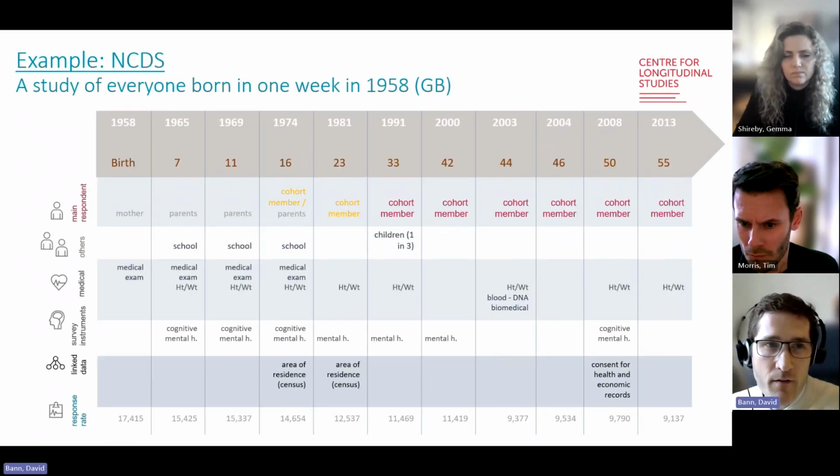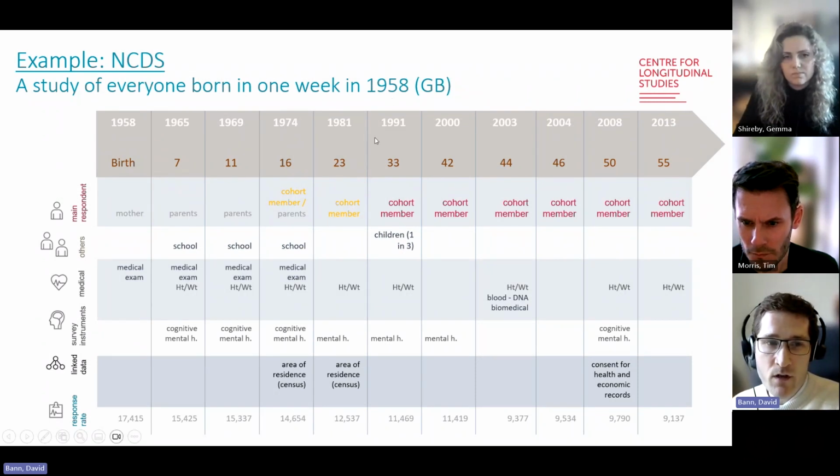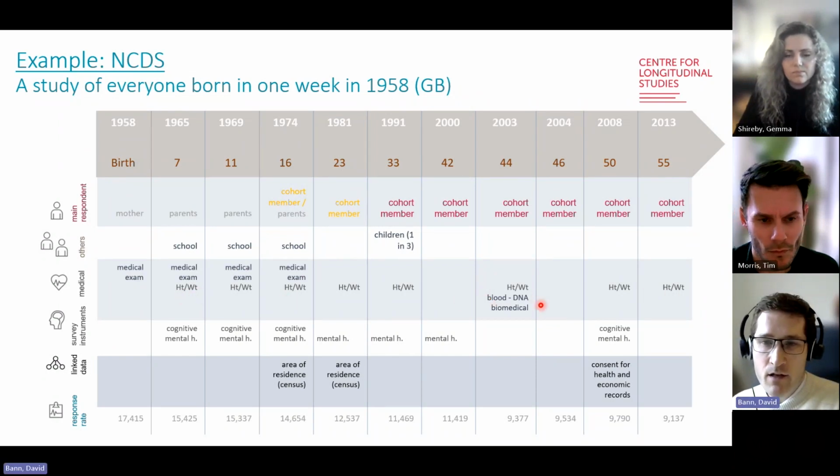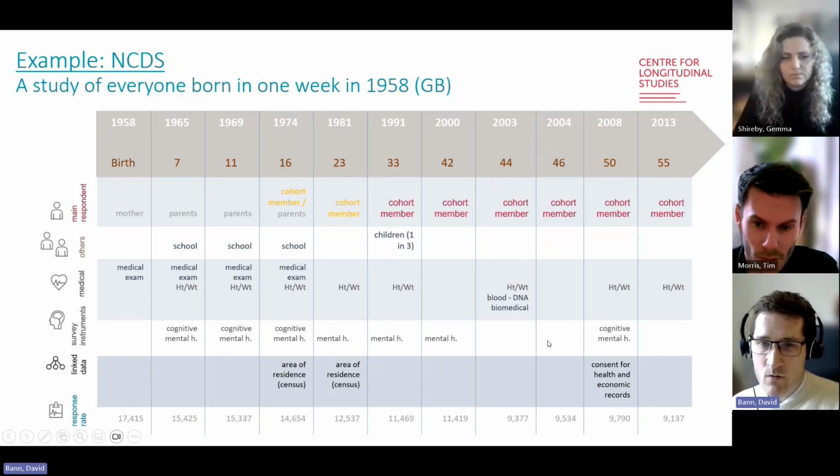This is a snapshot of the kinds of data that we collect here in the NCDS, the 1958 birth cohort study. We have anthropometric data, height and weight, measured across life. We have a biomedical data collection that took place in midlife, containing blood samples, biomarkers, and blood pressure. We have mental health and well-being and happiness data across life. We have cognitive measures in childhood and in midlife. We have area-based measures measured on a few occasions. And we have consent for health and economic linkages as well.